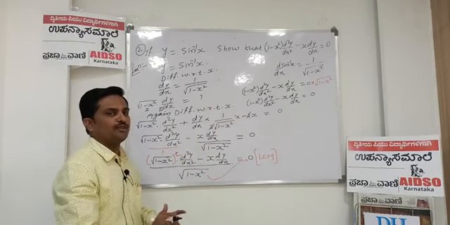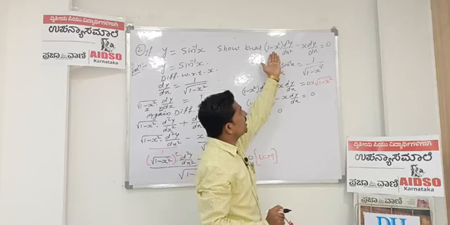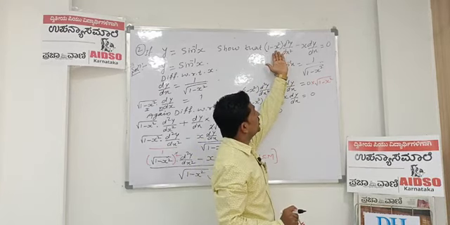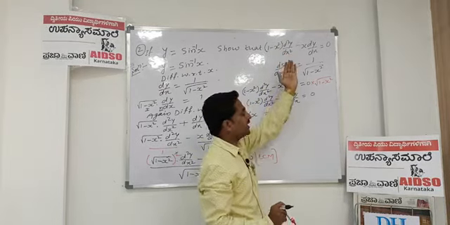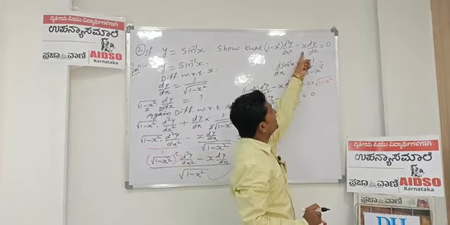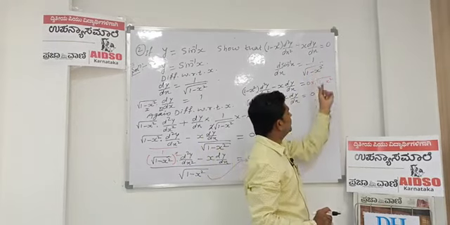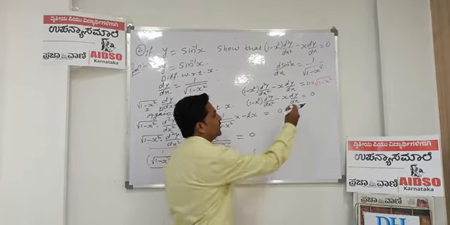So now let's see what exactly the result that we need to show is: 1 minus x square into d square y by dx square minus x dy by dx is equal to 0. So this is how we have proved.